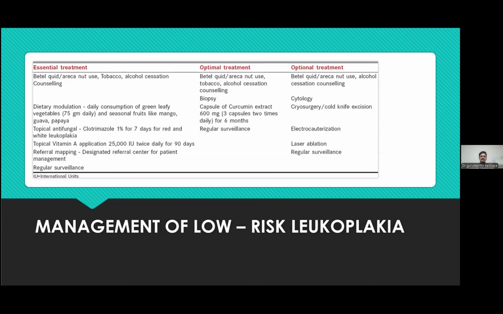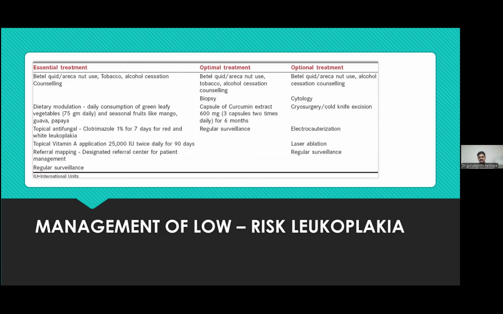Regular surveillance is of utmost importance. Every patient should be followed up at least three monthly during the first year, and further follow-up has to be done at intervals of 6 months, for at least 5 years. Optimal treatment includes the same thing, and some centers use chemoprevention as a prophylaxis following a surgical excision, but as I said, the results are equivocal. So it can be an optimal treatment or optional treatment.